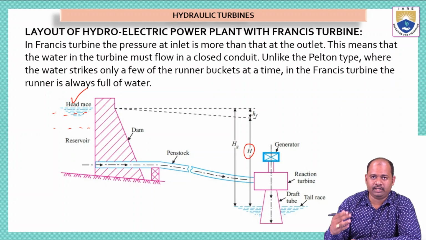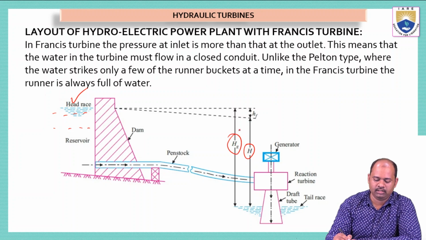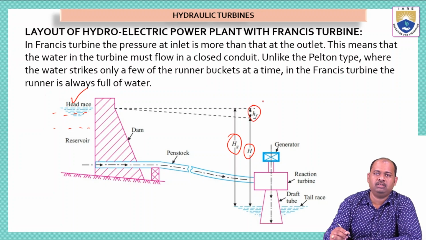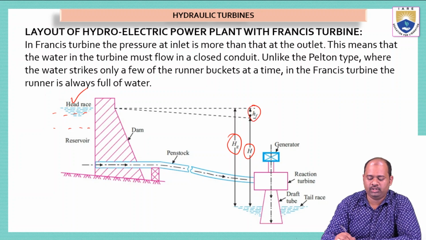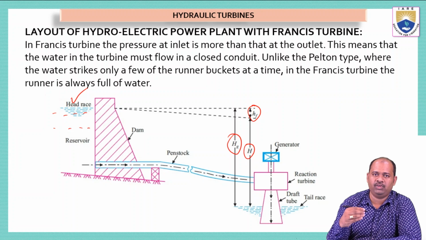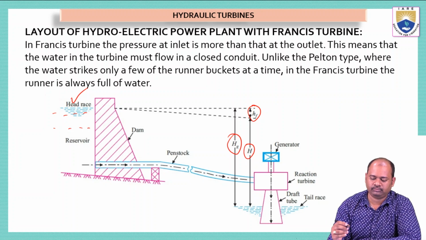And we have some other heads like HG, the gross head. So gross head is the head race, and H is the net head available to the turbine. And we have HF, which is nothing but head loss due to friction. These three are the heads to be kept in mind while we are calculating the work done or the efficiency of this Francis turbine.